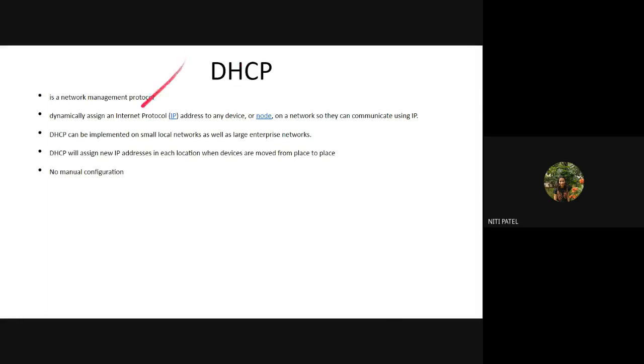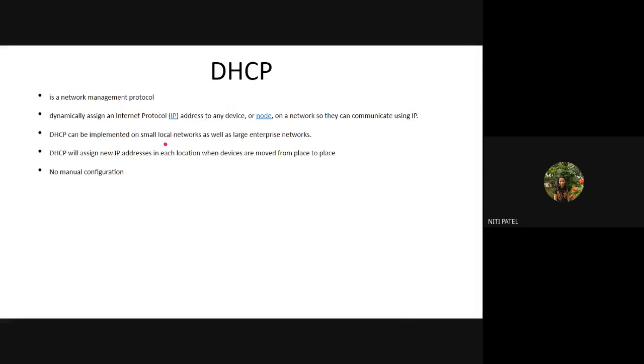It dynamically assigns an IP address to any device or node on the network, so that they can use this IP address for communicating with any other system on the network. So who will be assigning the IP address? The DHCP protocol. And why is that IP address used? Because if I want to communicate with any other device on the network, I will require that IP address. So the work of assigning the IP address is done by the DHCP protocol.